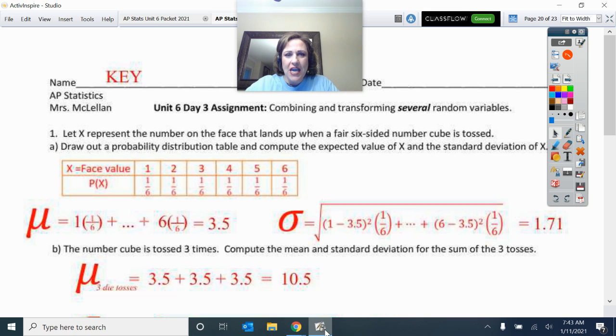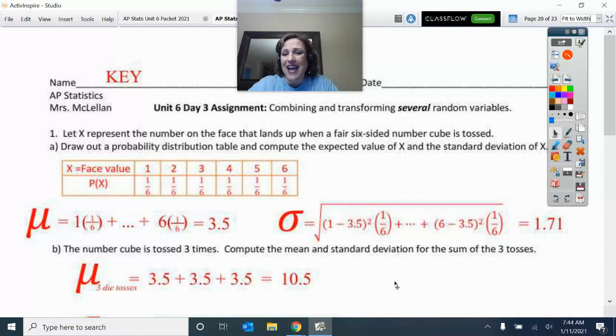We're going to take a look at our practice of all of these discrete random variables and combining several variables, making sure that we are transforming first before we combine so that we get those special rules correct.